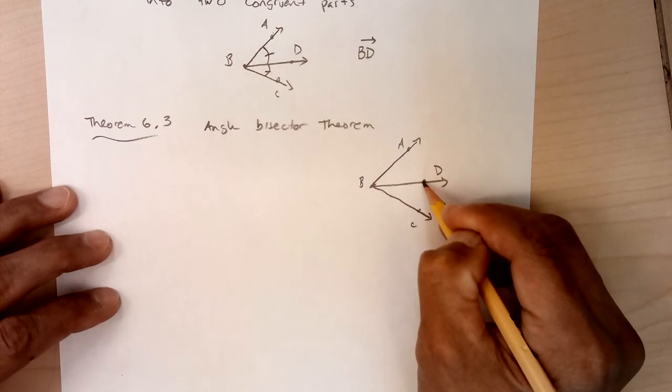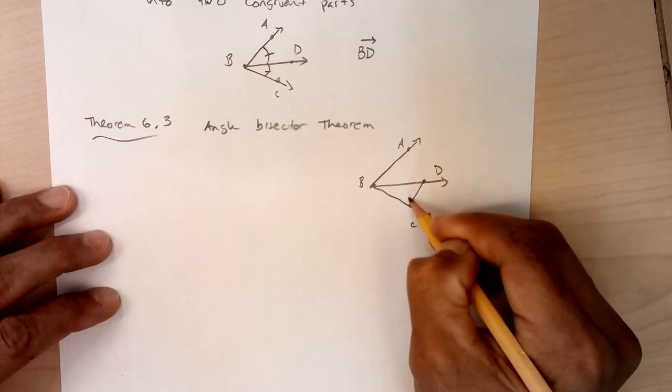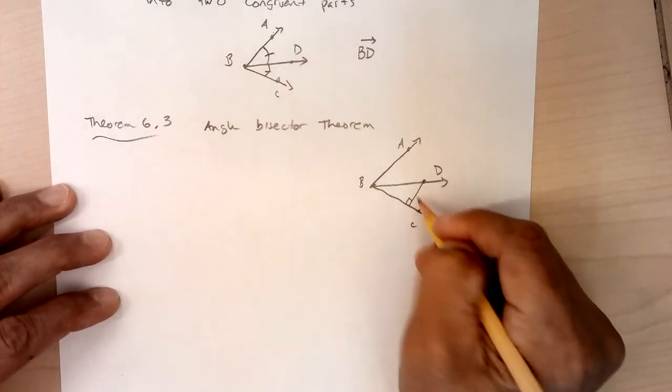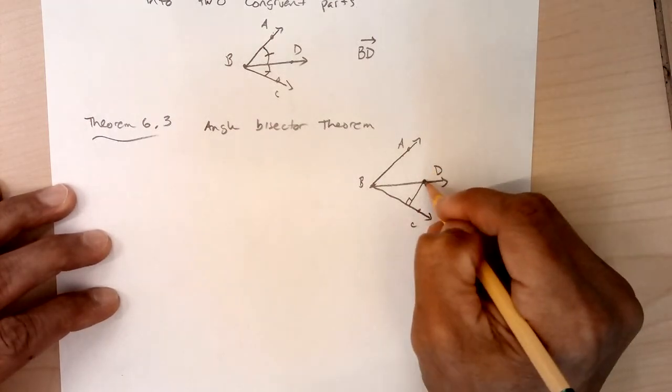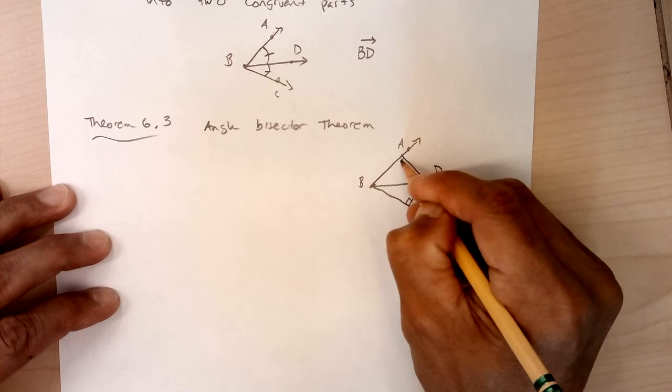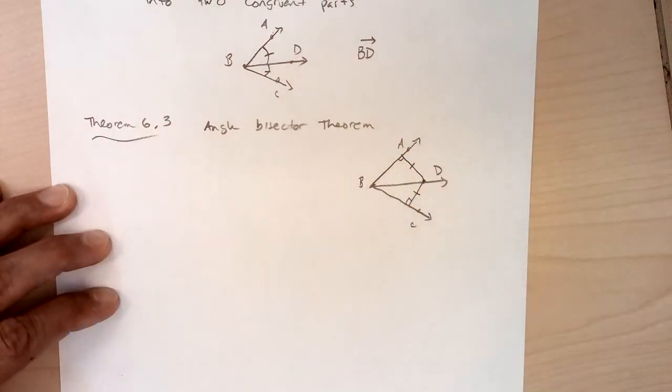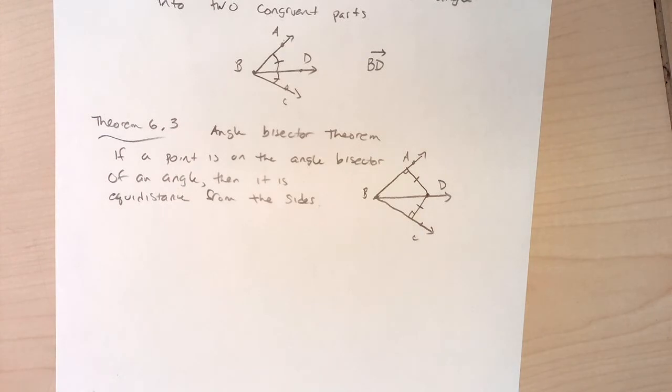And then remember the distance of a point to a line, even though this is not a line, it's a ray, kind of the same concept, has to be a perpendicular segment from that point to, in this case, the ray. So these two distances would be the same. And then I just wrote out the angle bisector theorem in words.